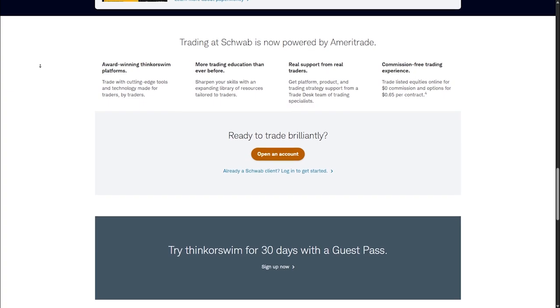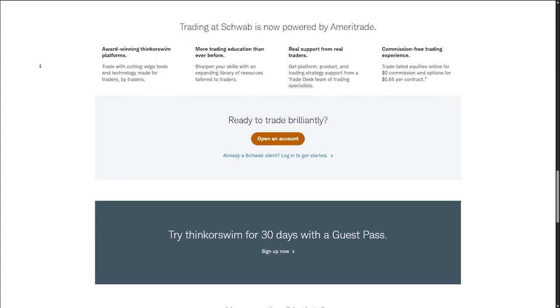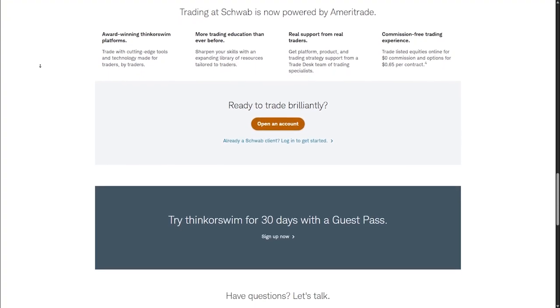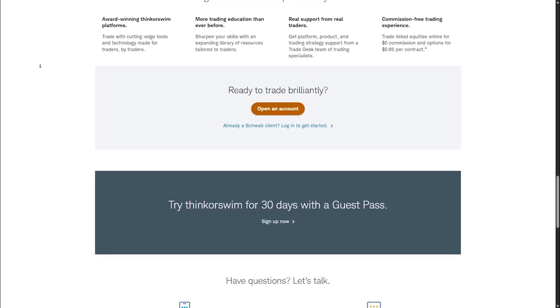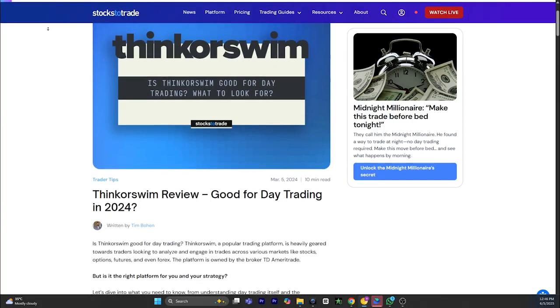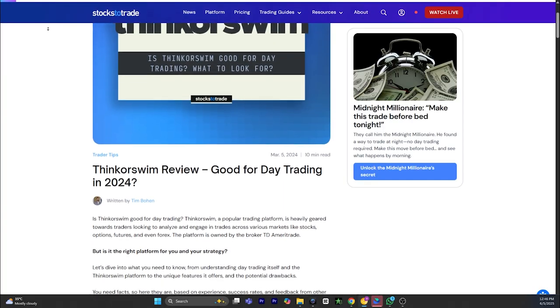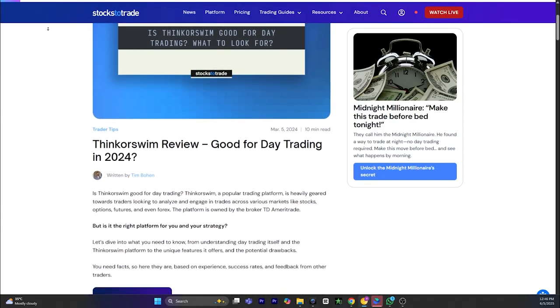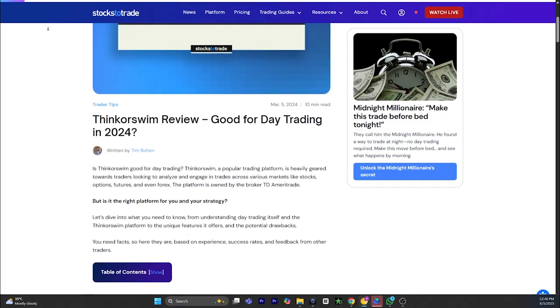Let's talk about asset variety. Webull has stocks, ETFs, options, crypto, but no mutual funds or bonds. Thinkorswim has stocks, ETFs, options, futures, forex, and mutual funds, but no real crypto. So the winner for crypto access is Webull, and the winner for traditional and pro markets is Thinkorswim.